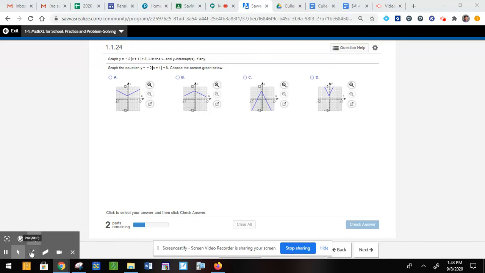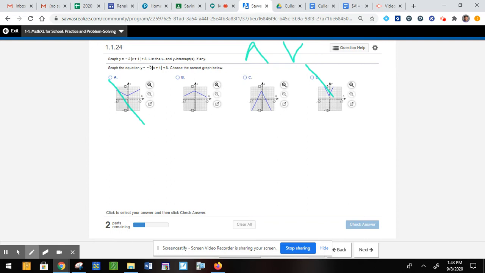All right, so the first thing I noticed with this one, so this is basically like number 12, it's just a little more complicated. First thing I noticed is there's a coefficient up front. That -2 is going to do two things. Well, first, the fact that it's negative means it's going to be an upside down shape as opposed to the conventional absolute value function. So at this point, I can already eliminate A and D. Now it's just between B and C.